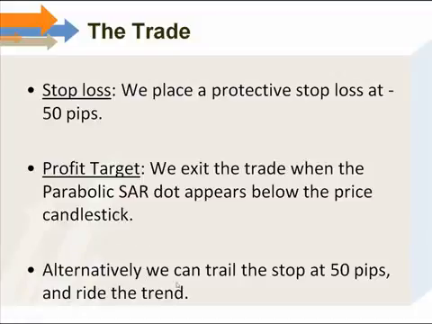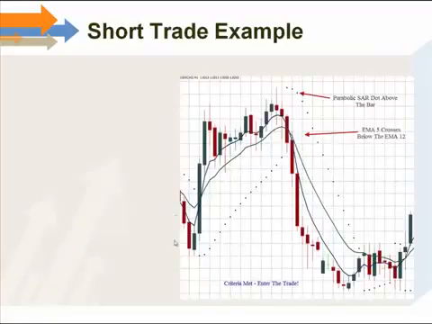Alternatively, as an alternative exit strategy, instead of exiting when the SAR dot appears below the price, we can trail the stop at 50 pips and ride the trend. When you're just starting out, the first way is the easy way to do it. As you gain more experience, you might want to try this alternative way of exiting the trade, as it can lead to more profits, but sometimes it doesn't, so stick with the first one when you're just starting out. So let's look at this on a chart here, and then we'll go on to MetaTrader and show you some real short trade examples.